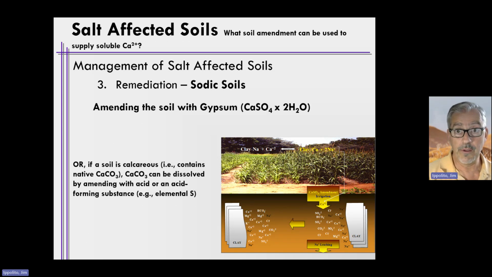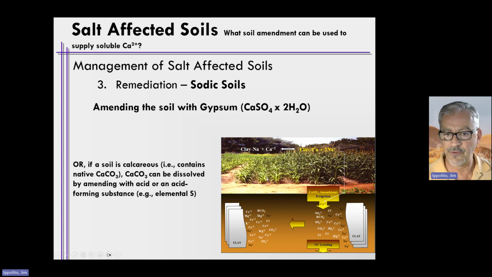So what soil amendment can be used to supply soluble calcium in this case? The amendment that we often use, there's two of them. The one that we often use that we can add is gypsum, right? And gypsum is a salt. It's a sulfate salt, calcium sulfate. This will dissolve readily in water. And the reaction that occurs is shown in these pictures on the bottom right.